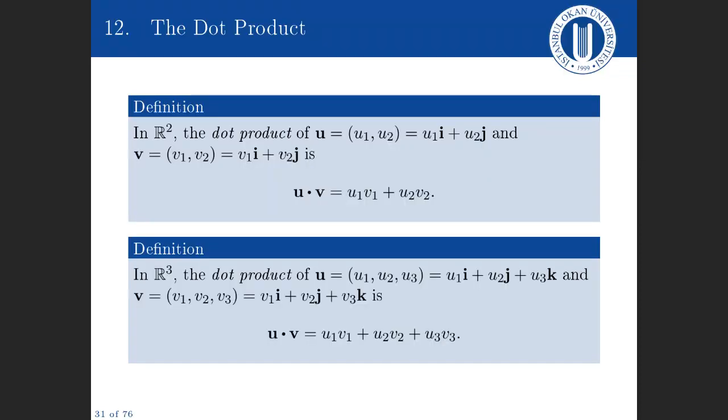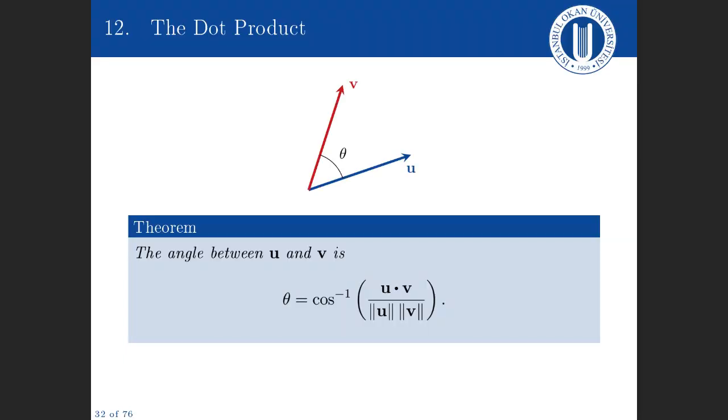If we do this in three-dimensional space, we have almost the same thing. U dot v is u1 v1 plus u2 v2 plus u3 v3. We have a formula for the angle between two vectors. The angle between u and v is the inverse cosine of u dot v divided by the norm of u, norm of v. We could rearrange this formula to write this as u dot v is norm of u norm of v cos theta. I'll talk more about that later.